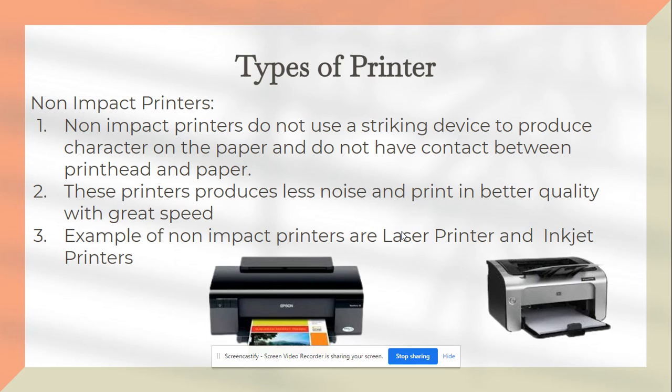The examples of impact printers are line printer and dot matrix. They are too noisy and their speed is very low. Coming to the non-impact printers, their speed of operation is very fast. Their quality is much greater as compared to that of the impact printers. And the examples are laser printer and inkjet. So these were the types of printers we were going to talk about.